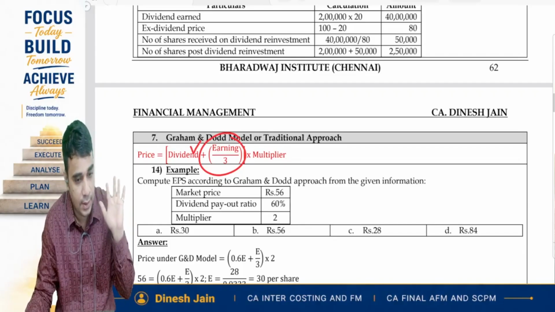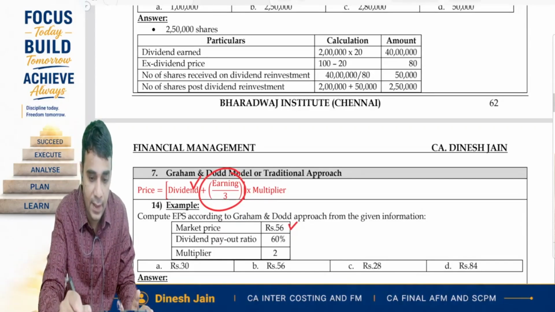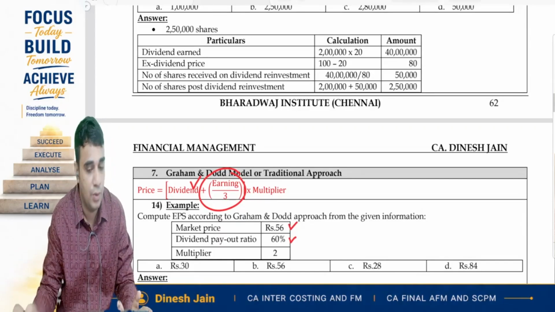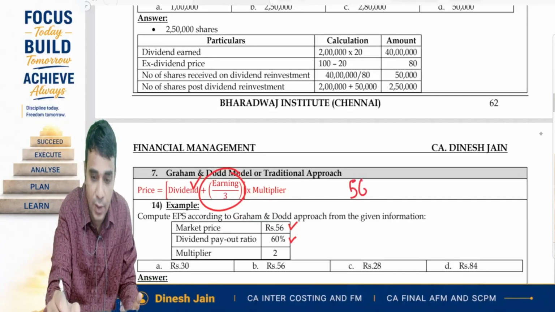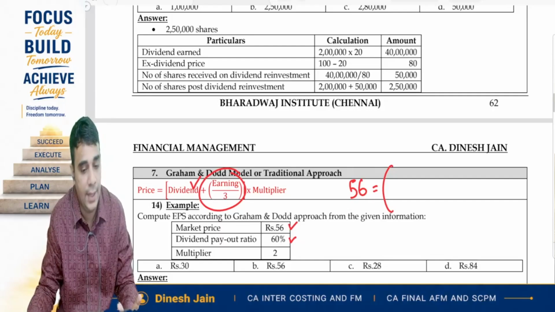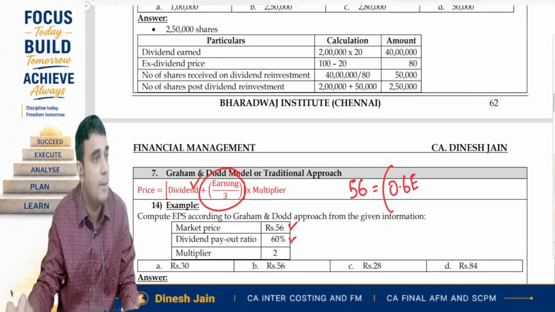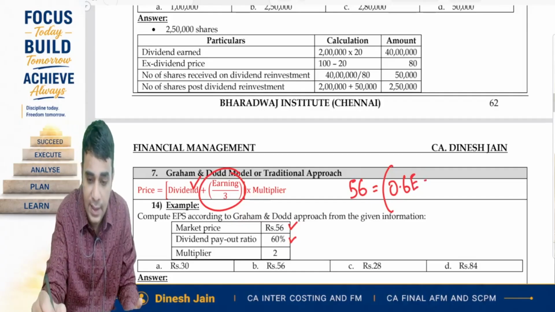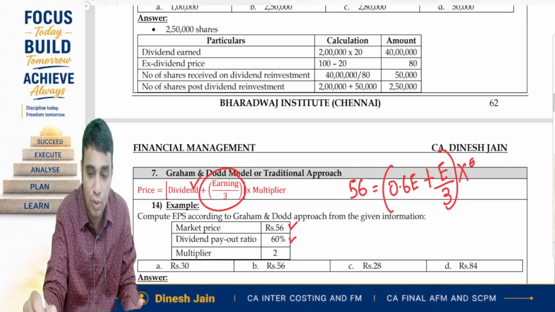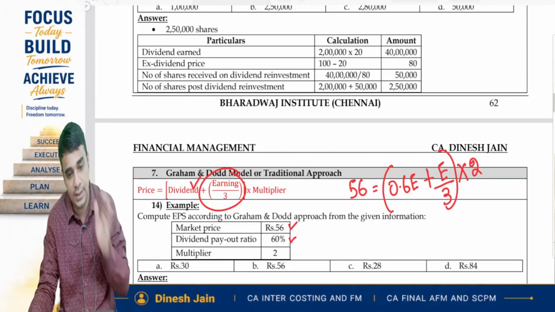Any doubts in this model? Clear? A small example. Price is given as 56. Dividend is 60%. Multiplier is 2. Formula is: 56 is equal to dividend plus earning by 3, into 2. I don't know the dividend, but I can say dividend is 0.6 E. And earning is E by 3, into 2. Able to understand this? 0.6 E plus E by 3, into 2. Please solve and tell me the E.